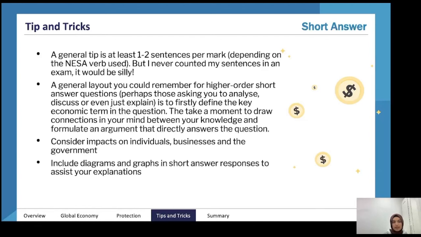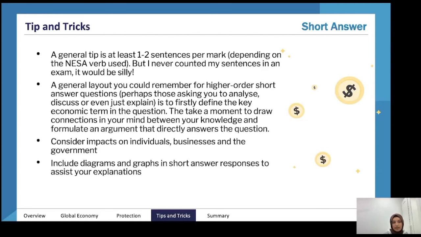So a general tip is at least 1 to 2 sentences per mark, but obviously don't count your sentences, that's just silly. It also depends on the nested verb that's used. A really great way to know how much you should be writing is to look at the amount of lines you've been given. They're a direct guideline as to how much you should be writing. So if it's a 2 marker, don't write 15 lines. And if it's a 6 marker, don't write 3 lines. Obviously you have common sense, but those guidelines are there to help you out in terms of how much you should be writing.